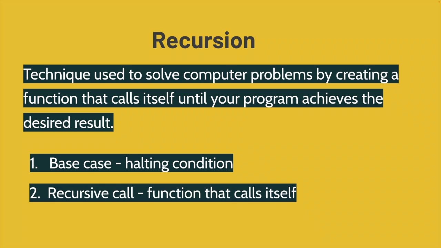Number 2, the recursive call. This is code that calls the function itself. This function will call itself over and over again until it hits the base case. If there is no base case, the call will just keep running forever. Let's take a look at an example.